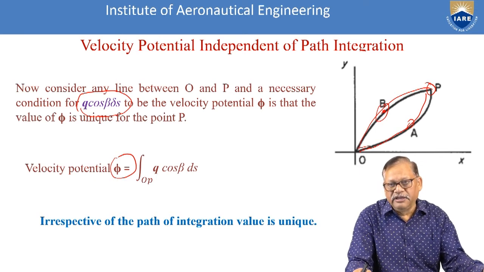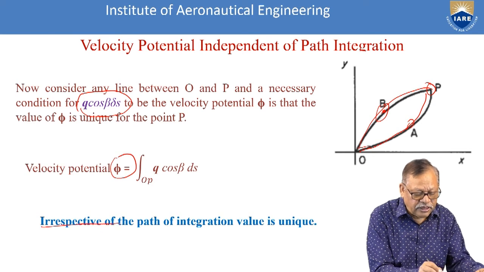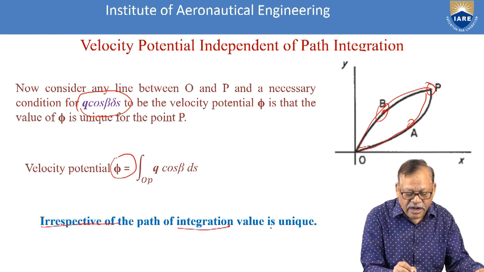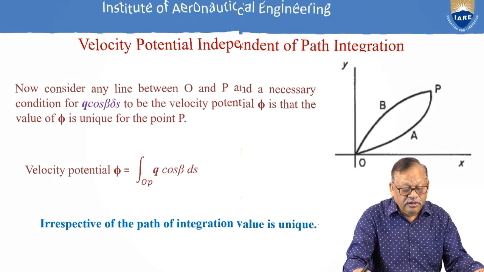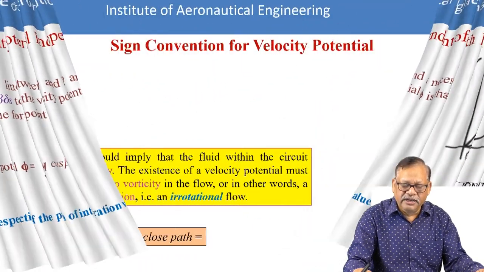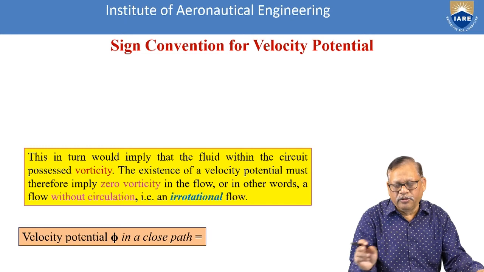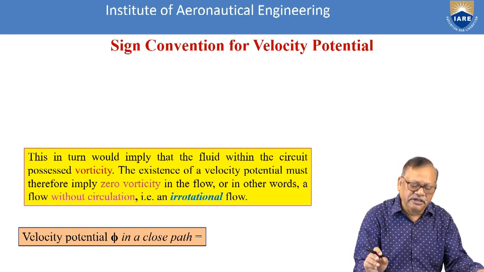The value is a unique value, irrespective of the path of integration. So with this, we have seen the sign convention of the stream function: flow coming from left to right is positive, right to left is negative.